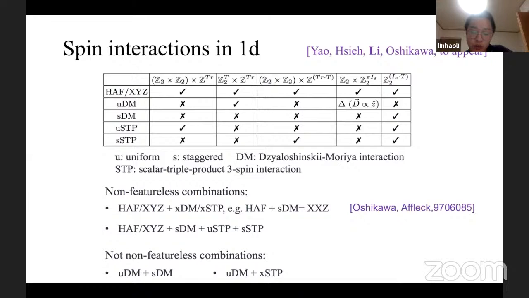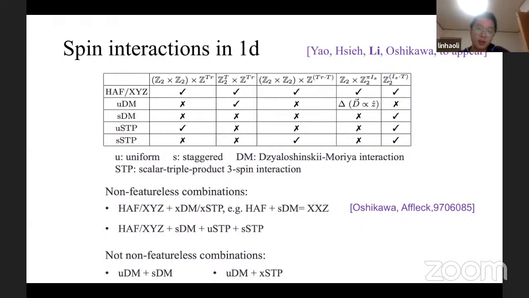Moreover, we can even consider very complex combinations, which include four different interactions. There are the Heisenberg interaction or XYZ interaction plus the staggered Dzyaloshinskii-Moriya interaction and the uniform and staggered scalar triple product three-spin interactions. Since this Hamiltonian also preserves the combination of site-centered inversion and time-reversal symmetry, the spectrum must be non-trivial.